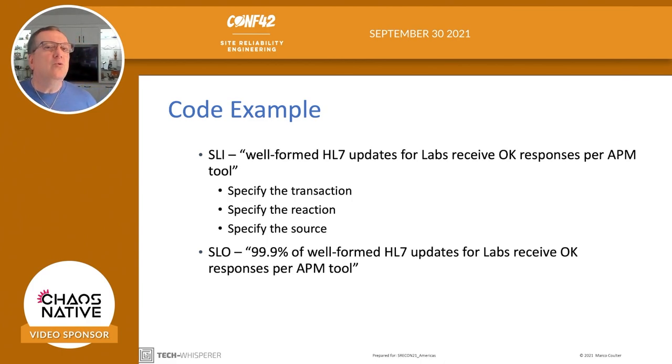So for the code SLO, we are already assuming well-formed HL7 records, so we can set this fairly high. Again, we're being clear about the transaction, the reaction, and the source. And it's often easy to set this goal too high. Remember, people like to say 100% for SLOs, but that means there will be no experimentation, no innovation, no risk-taking. So it needs to be just over the level that will keep customers happy. Too high and opportunity costs are being wasted.